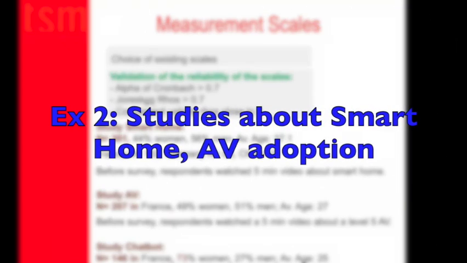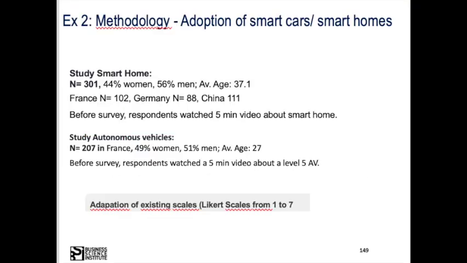So we have different studies, and the scales all worked well. We have different samples. For the smart home, we had 102 persons in France, 88 in Germany, and 111 in China; 44 percent are women and 56 percent men. The average age is 37. We primed the respondents with a video before answering the survey. They looked at a video of a future smart home in order to show them what this smart home can do. We did the same for an autonomous vehicle, where we had 207 respondents in France.